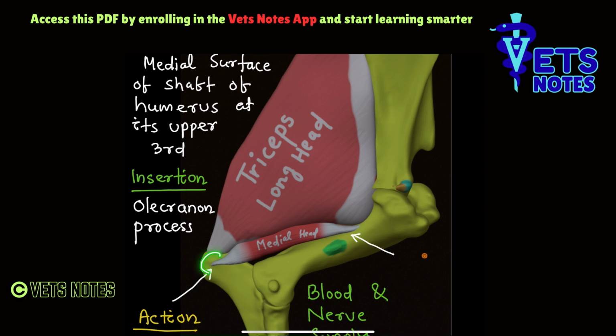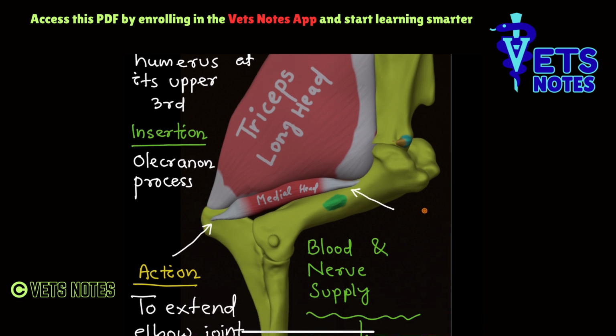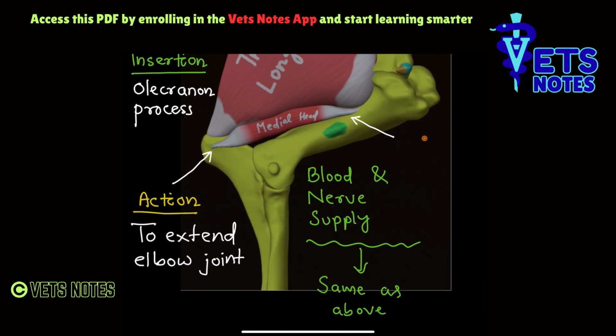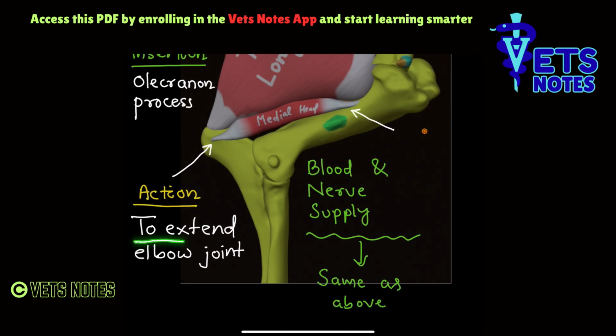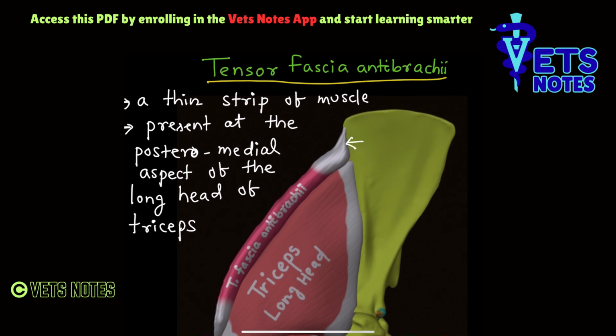Insertion again, olecranon process of the ulna. Okay. So blood supply, nerve supply same as above. Action to extend the elbow joint. Then another muscle, tensor fasciae antebrachii.